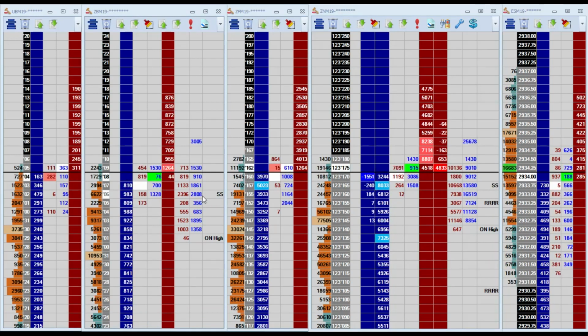I'm just marking here, put an SS right there and another one over here. This is showing me where support is. If this pulls back to this level, that's where buyers would pick it up again and take it higher. That allows me to get rid of all this noise down here, previous orders.